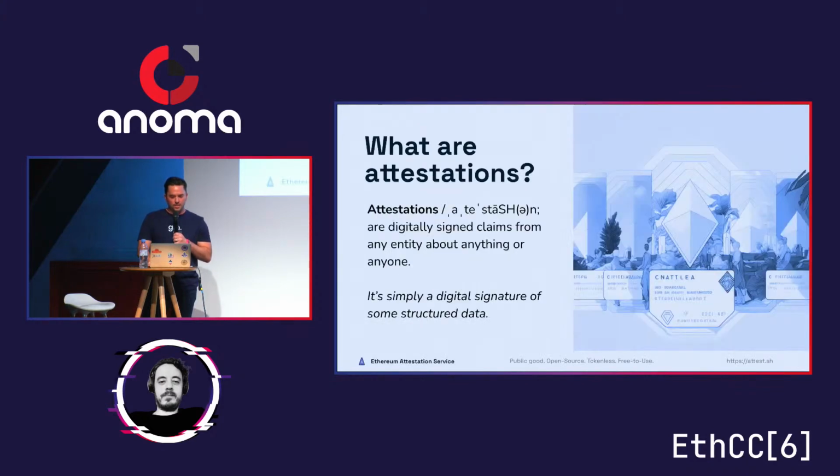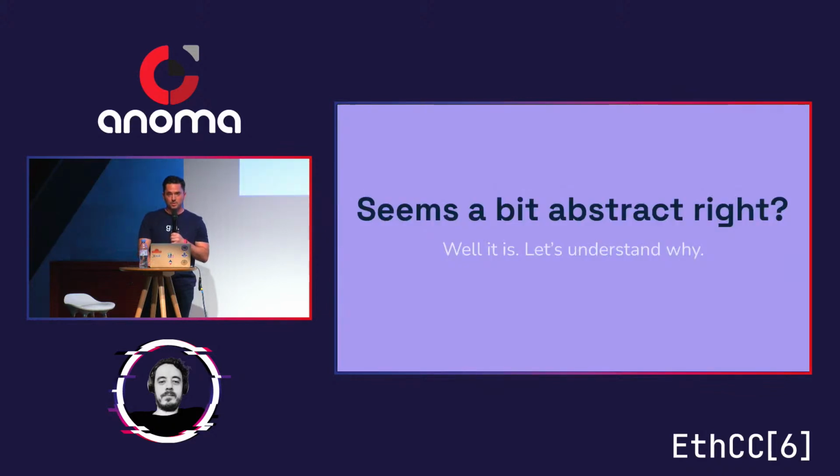So attestations are simply just a digital signature of some structured data. It's a really funky term. I'm sure you've heard it in the legal sense, maybe through academia, when people say, hey, I attest to this, or this person attested to something. That's really where the root term comes from. But in Web3, this is simply just a way to sign structured data using a digital signature. And through that simple method, it unlocks a ton of new use cases for us. So it seems a bit abstract, right?